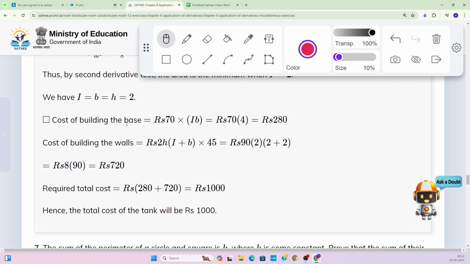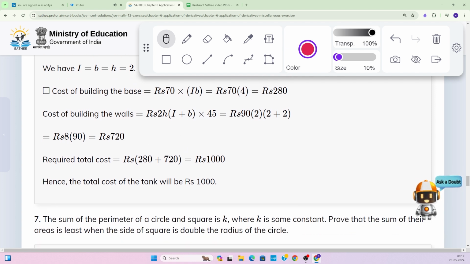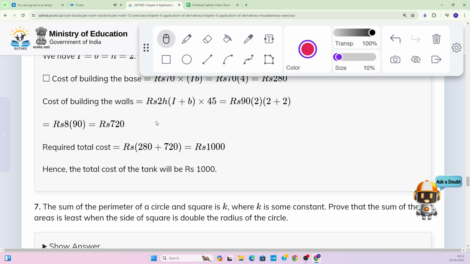This means the cost of building the base will be 70 multiplied with LB. The cost of building the walls will be 2 times H times L plus B multiplied with 45. So the total answer will be 1000. Okay, 280 plus 720 is equal to 1000. So the total cost of the tank will be 1000.